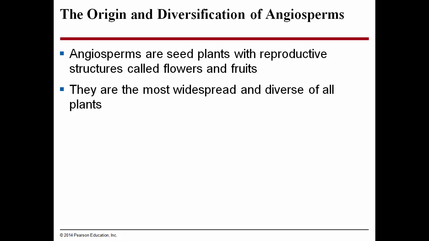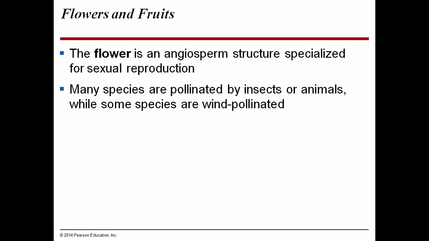Angiosperms are seed plants with reproductive structures called flowers and fruits. They are the most widespread and diverse of all plants. And this is the origin and diversification of angiosperms. The flower is an angiosperm structure specialized for sexual reproduction. Many species are pollinated by insects or animals, while some are even wind pollinated, like corn or wheat.